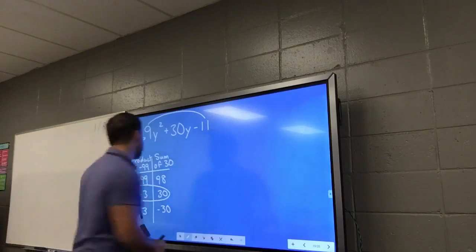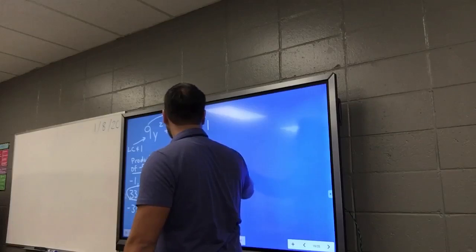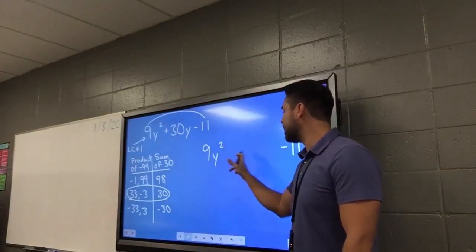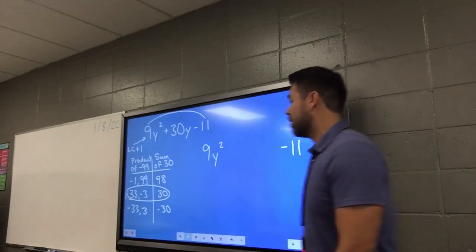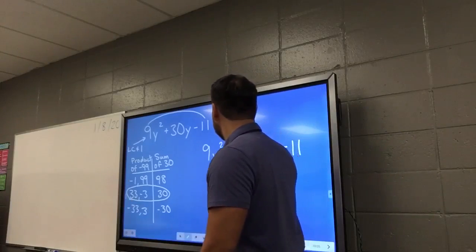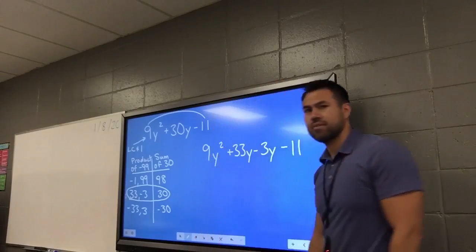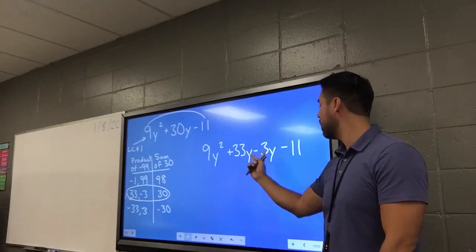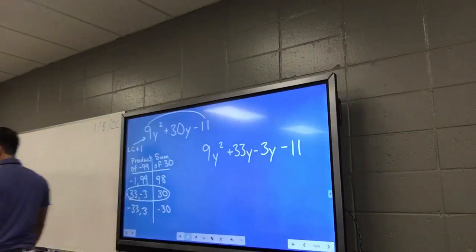Okay. But what I'm going to do now is rewrite this trinomial: 9y squared, and then negative 11. Notice I leave a gap. What am I going to put in these two spots? I know it's one big spot, but we're actually going to fill it with two. 33y. Good. Positive 33y minus 3y. Good. Yeah, that's it. Did you have to put the 33y first and then the negative 3y second? No. You could have switched it up. It doesn't matter. That's the cool part.